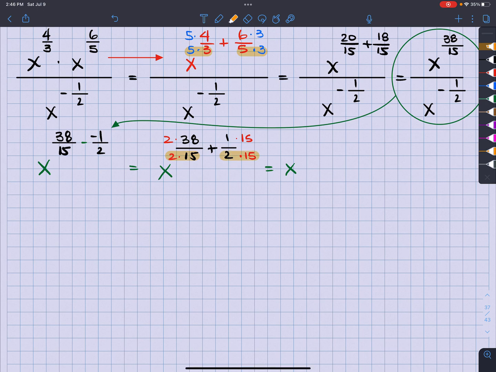Woohoo. All right, so I have x raised to the, what's the power I got there? 2 times 38 was 76 over 30 plus 15 over 30. So that's going to give me x raised to the 91 over 30.